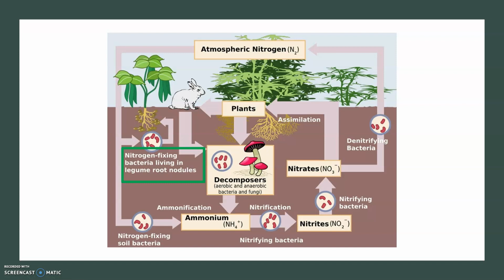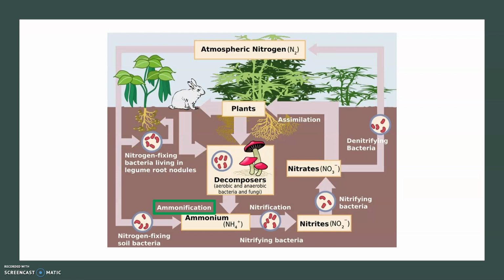Let's go through the nitrogen cycle while looking at a diagram. The process being discussed will be highlighted with a green rectangle. The first process being discussed is nitrogen fixation. Nitrogen-fixing bacteria that live in the roots of certain plants convert nitrogen gas into ammonia.